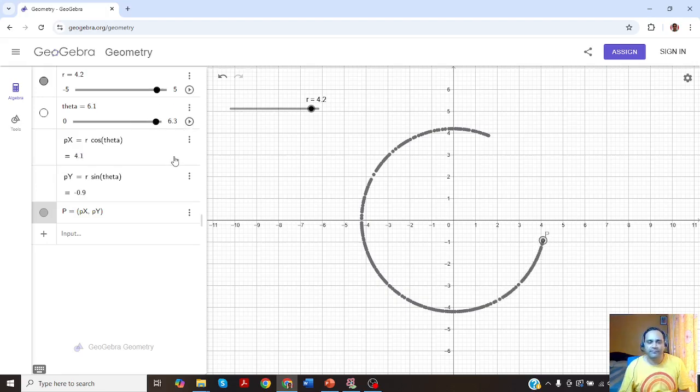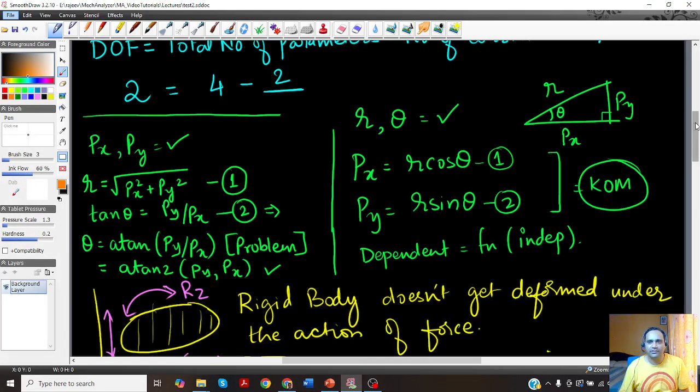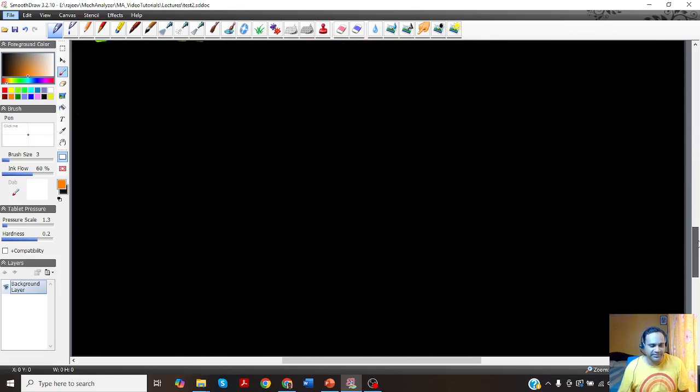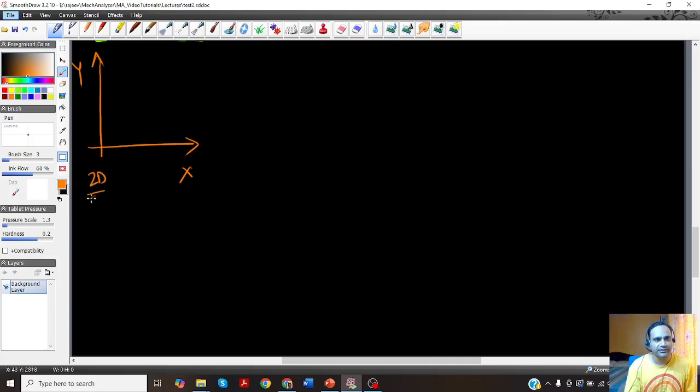Okay, so what we have covered so far: we looked at, if Cartesian coordinates are given, how do you find polar coordinates? If polar coordinates are given, how do you find Cartesian coordinates, and also animate? So this is part of the degree of freedom of a point. Now let's go back to the digitizer. Let me try to explain what the degree of freedom of a rigid body is and how we show that in GeoGebra. Let's start with the 2D system.